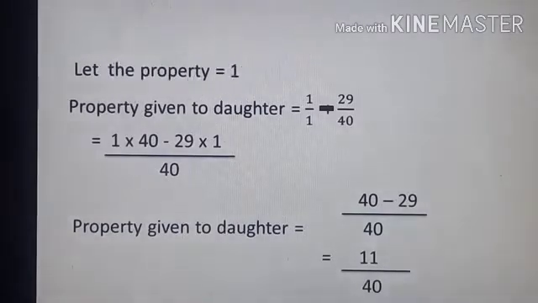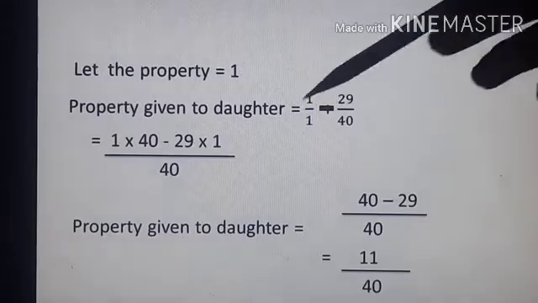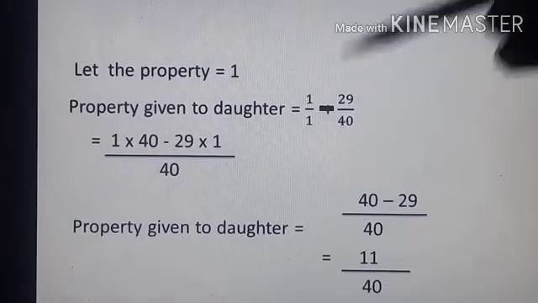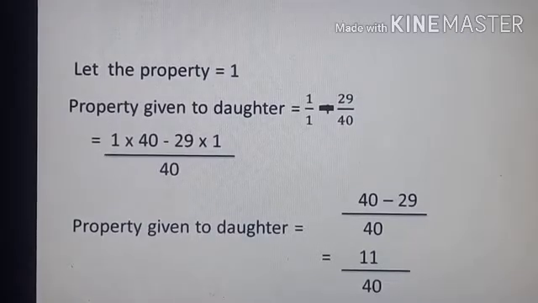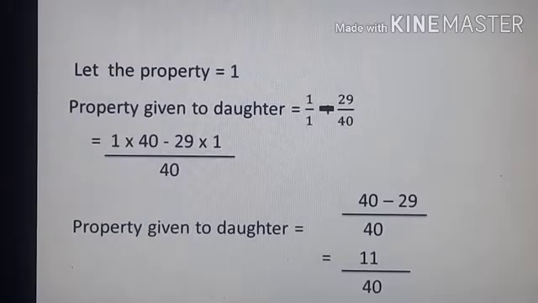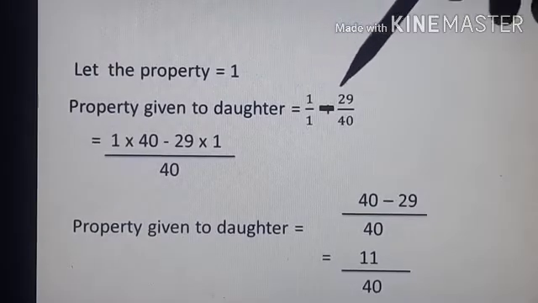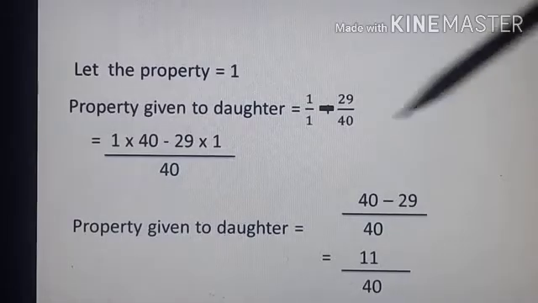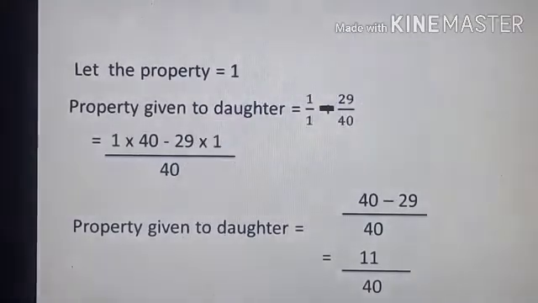Property given to daughter. 1 is the total property. And he has given some part of the property that is 29/40 to his wife and son. So to calculate the remaining, we will do subtraction, and that remaining property he has given to his daughter. So property given to daughter 1 minus 29/40. So LCM of 1 and 40 is 40.